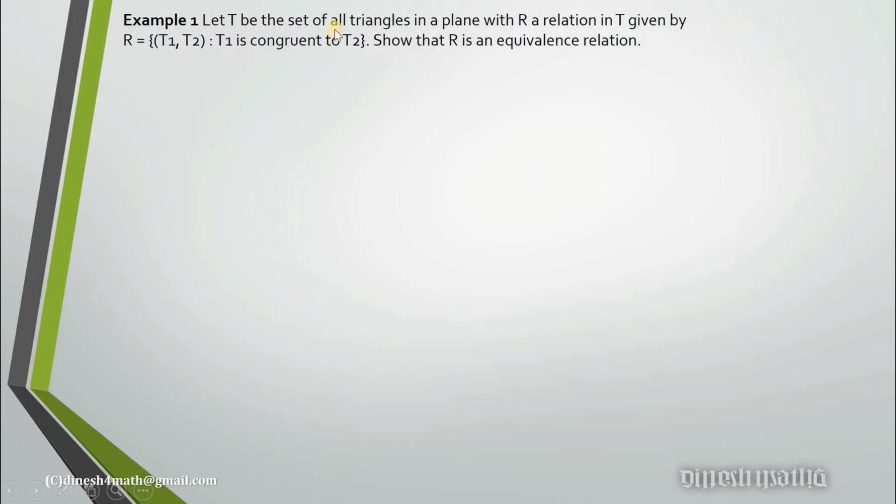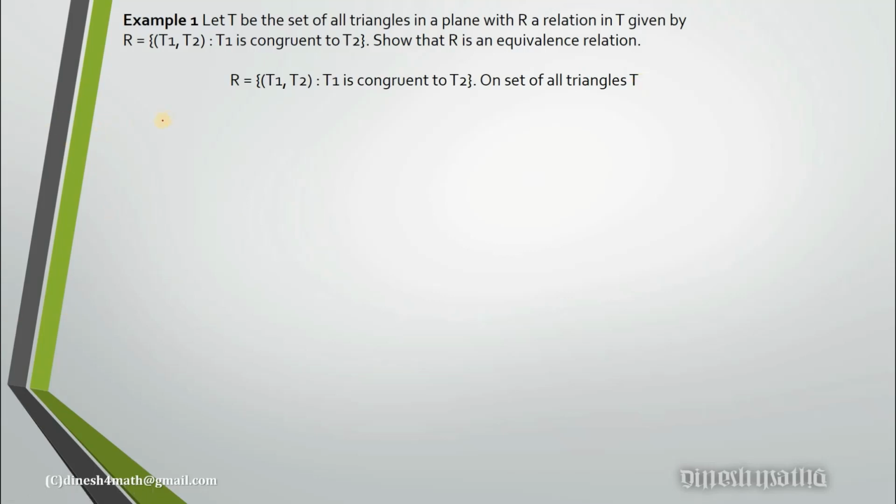So the first thing when you get a question, you need to observe on which set this particular relation is defined. That means what the set A is. Then second, how the relationship is defined from one element to the other element. So R, the relationship, I wrote: T1 is congruent to T2, on the set of all triangles T. So we'll go one by one.